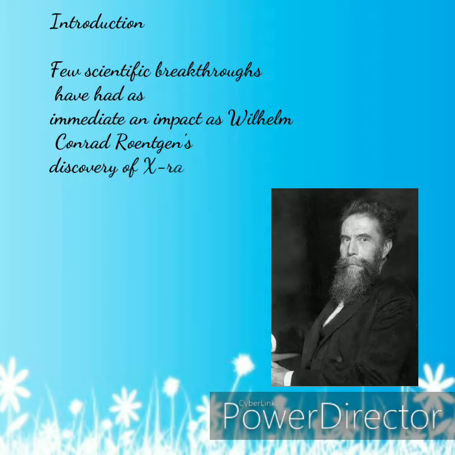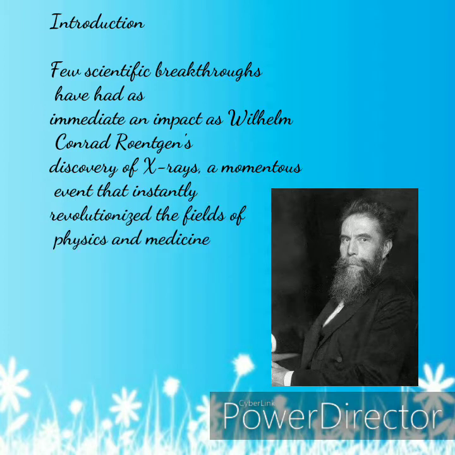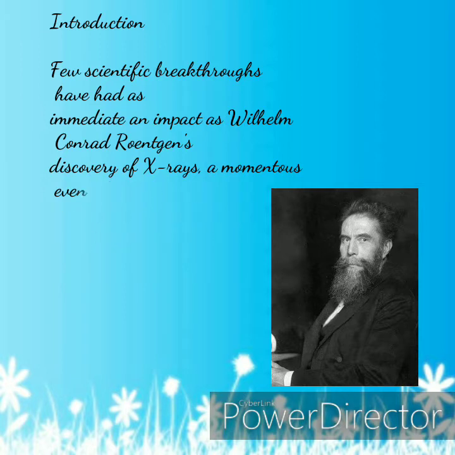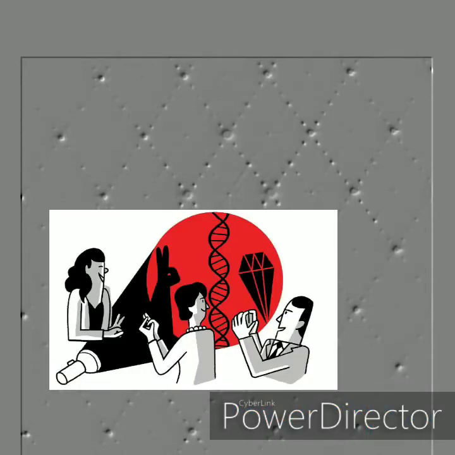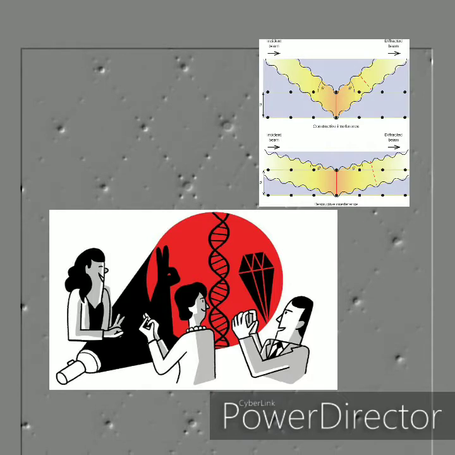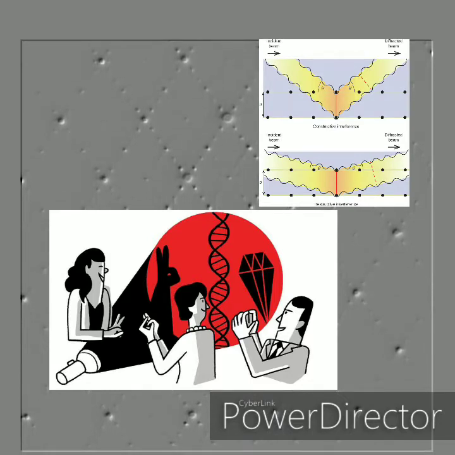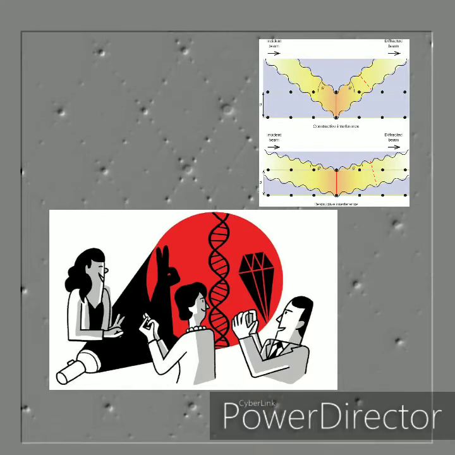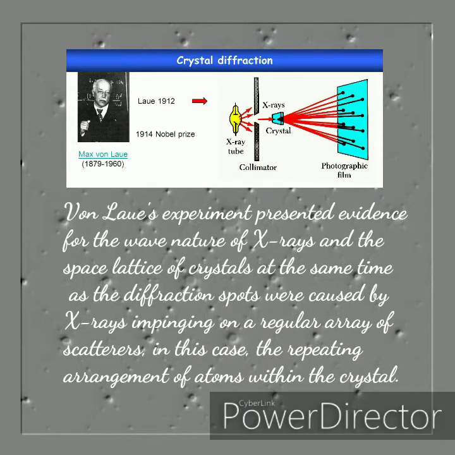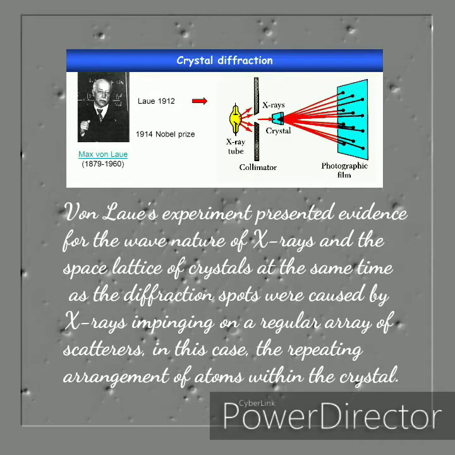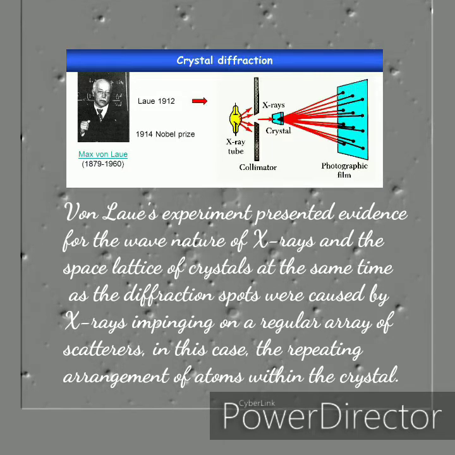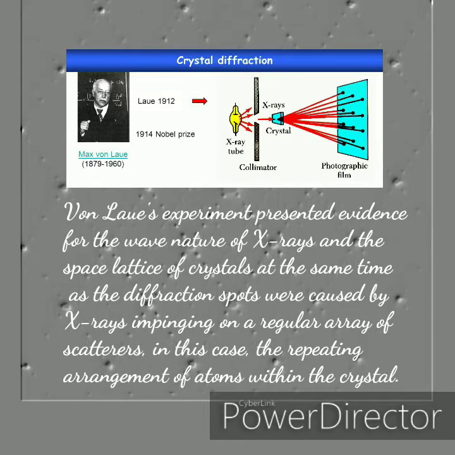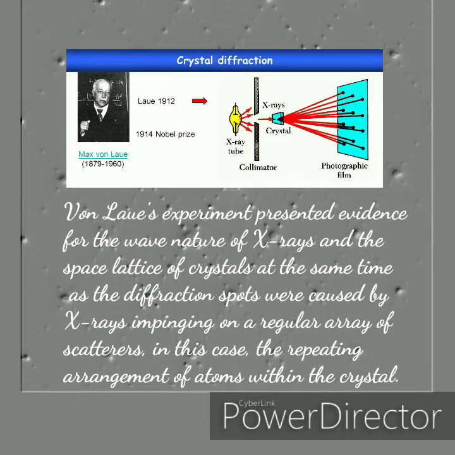Introduction. Few scientific breakthroughs have had an immediate impact like Wilhelm Conrad Roentgen's discovery of X-rays, a momentous event that instantly revolutionized the field of physics and medicine. Around the same time, crystallographers were becoming convinced of the space lattice-like construction of crystals, a topic that von Laue discussed with his friend Paul Peter Ewald. Von Laue's experiment presented evidence for the wave nature of X-rays and the space lattice of crystals at the same time, as the diffraction spots were caused by X-rays impinging on a regular array of scatterers, in this case the repeating arrangement of atoms within the crystal.